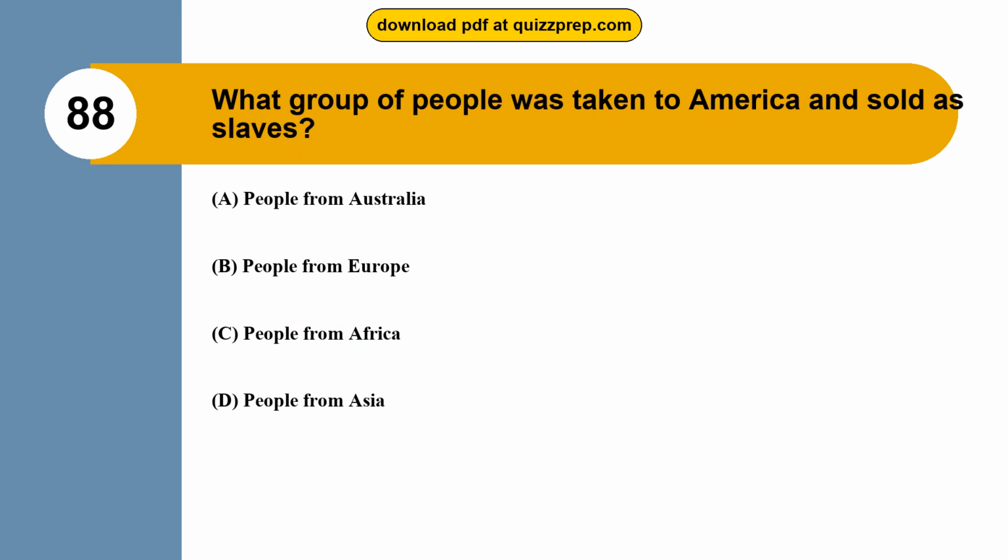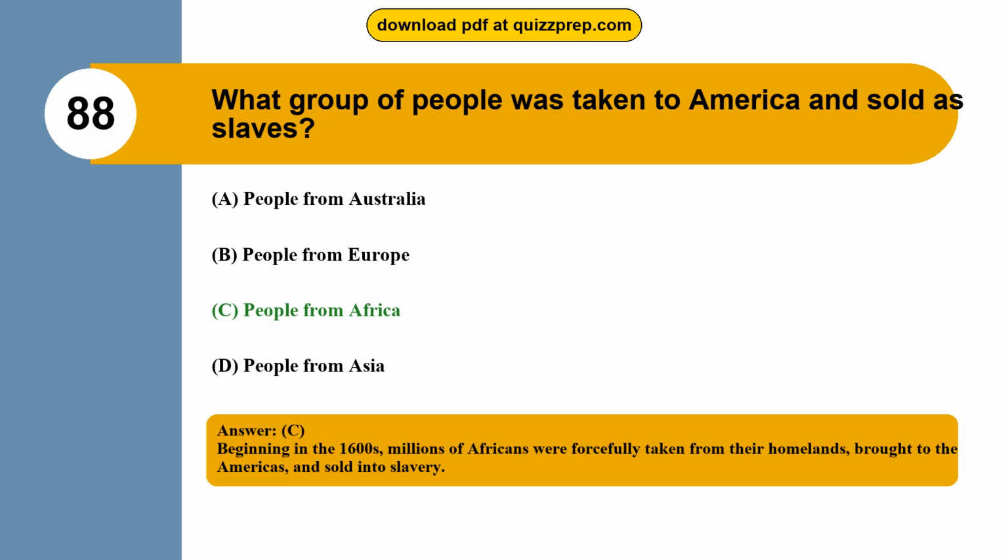Question 88. What group of people was taken to America and sold as slaves? Option A, people from Australia. Option B, people from Europe. Option C, people from Africa. Option D, people from Asia. The correct answer is option C, people from Africa.